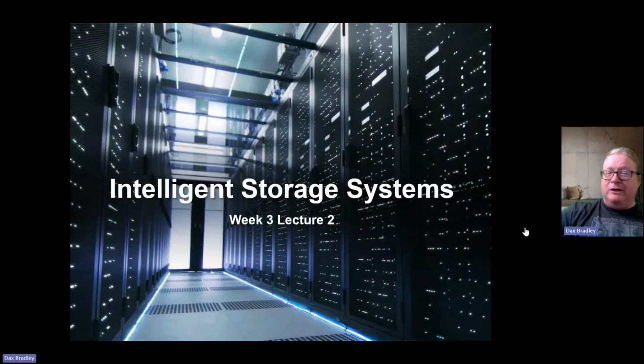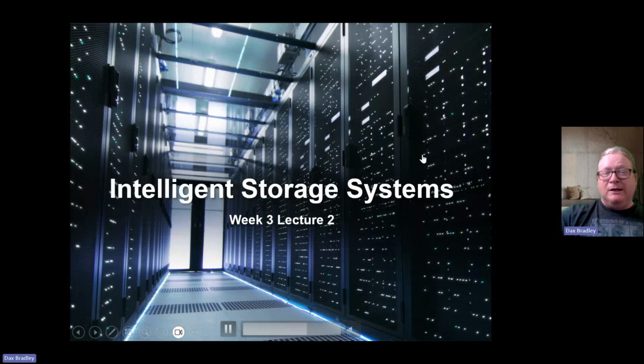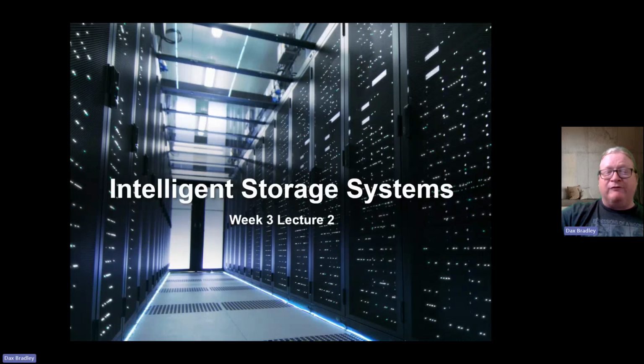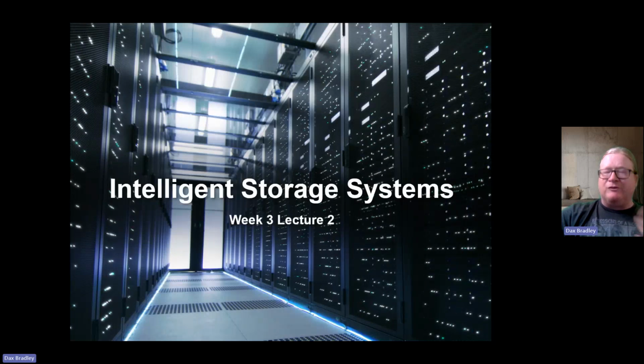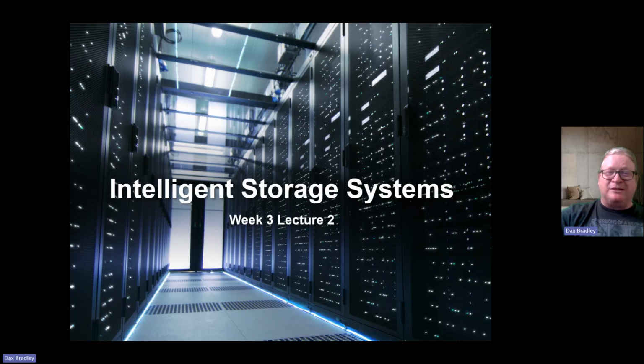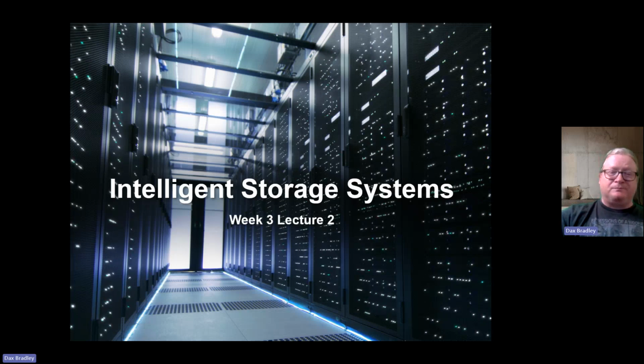So we've been talking about intelligent systems and what that means in the space of creating data center materials, and that's going to speak into our third deliverable. First, we'll get a review going from our first discussion this week on intelligent storage systems. Then we'll build on that.